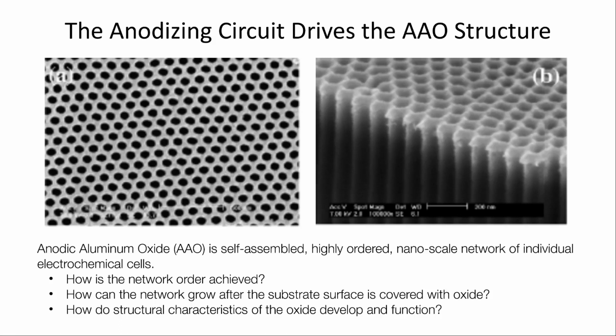How can the network grow? Because after all, this is an oxide. How can this grow after the substrate surface is covered? And how do the structural characteristics of the oxide develop and function?